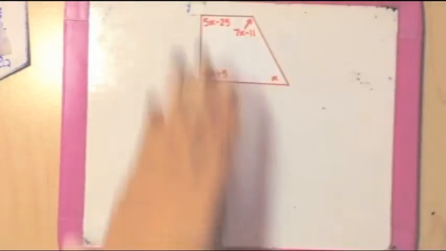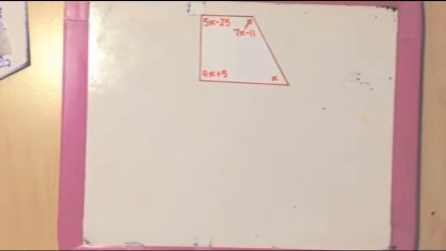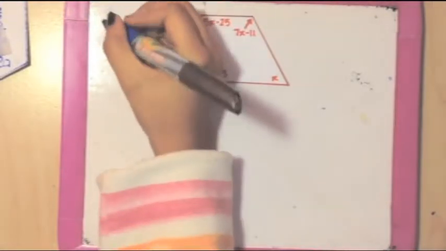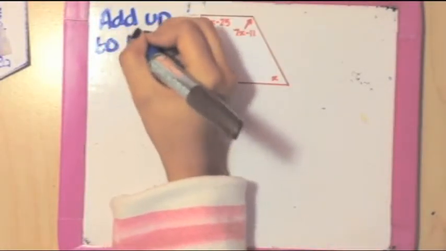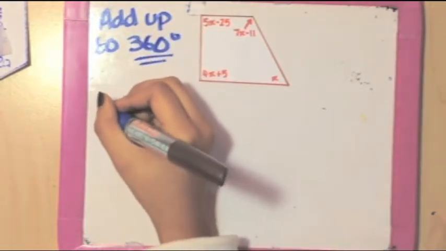Now we will be finding the measure of the unknown angle, which is x. Again, like the previous formula, we know that the angles equal 360 degrees, so we can add them together to find x.